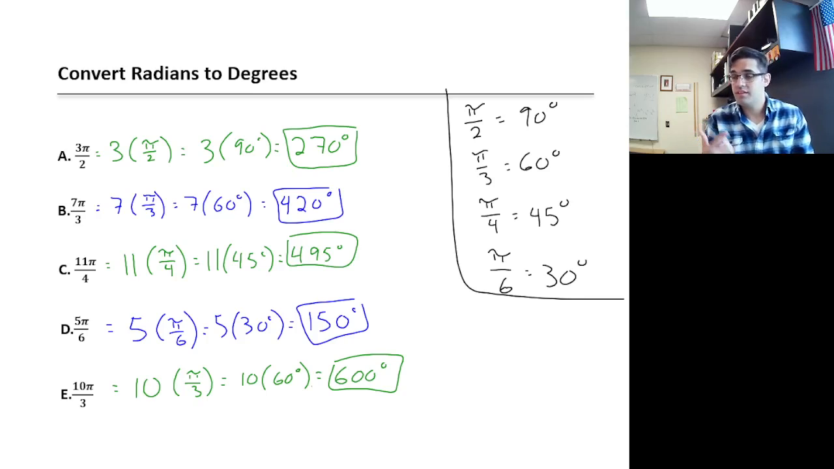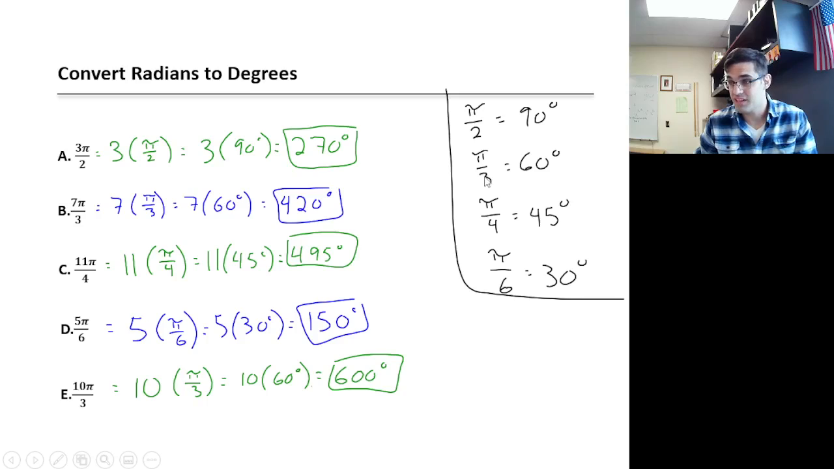But this time, since we know our benchmarks, we can reason from there. Our benchmarks are all pi's over 2's, over 3's, over 4's, or over 6's. So if we know that pi over 2 is 90 degrees, 3 pi over 2 is 3 times pi over 2, which in degrees would be 3 times 90, or 270 degrees. See how easy that is?